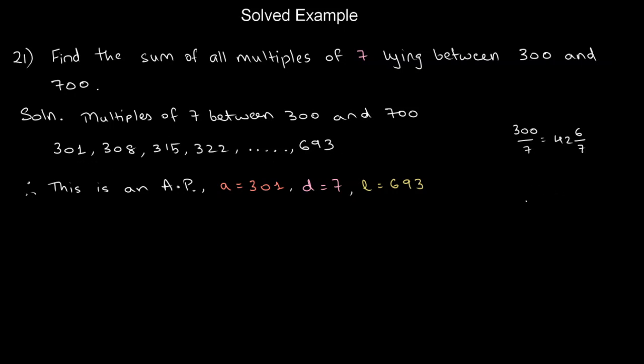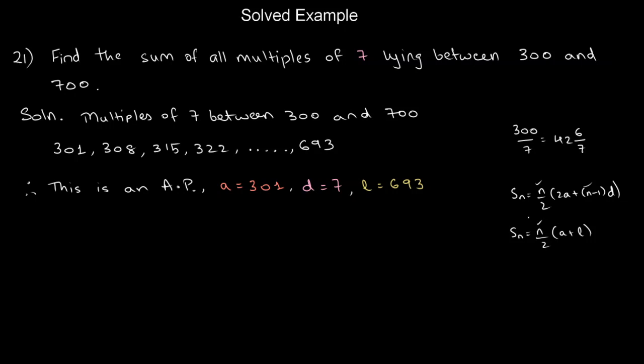If you remember, the formula for the sum of n terms in an AP is either n upon 2 into 2a plus n minus 1 into d, or n upon 2 into a plus l. Either of these formulas, I need to first figure out the value of n, and only then can I use them. So given this information, I will first find the value of n, and then I can use either formula to find the sum of n terms.